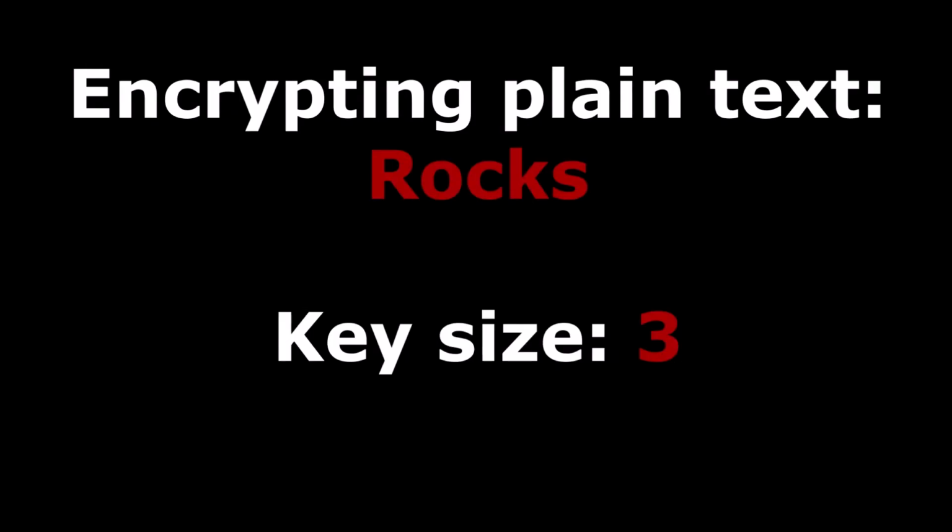I created a rail fence cipher. Let's see one example of how the cipher works. We are going to encrypt a plain text, rocks, with a key size of 3.